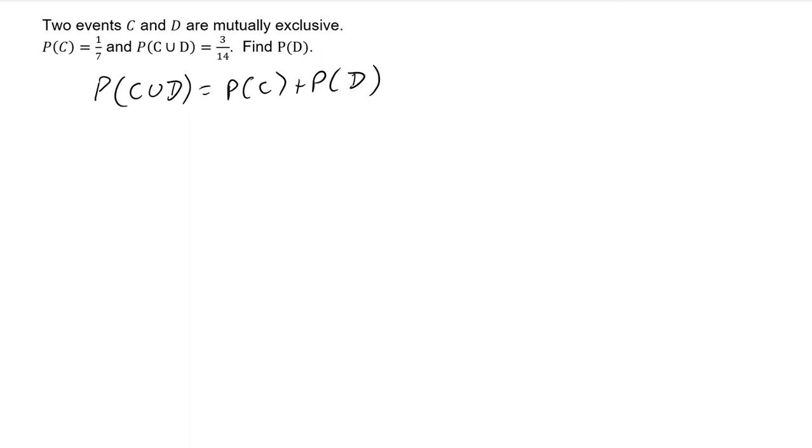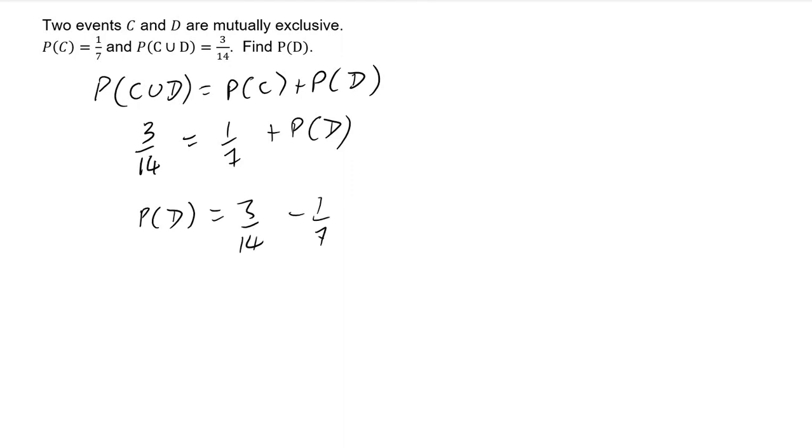formula. So the probability of the intersection is 3 over 14, the probability of C is 1/7, and we have to find the probability of D. So all we're going to do for that is subtract 1/7 from 3/14, and that should give us 1/14.